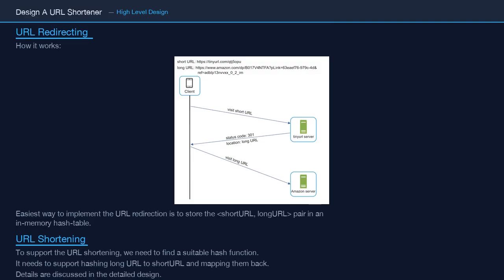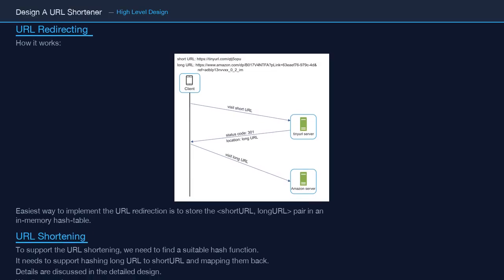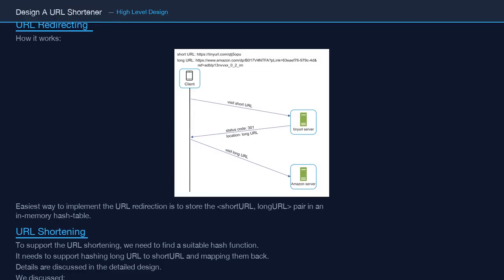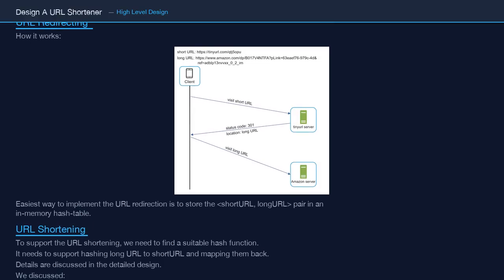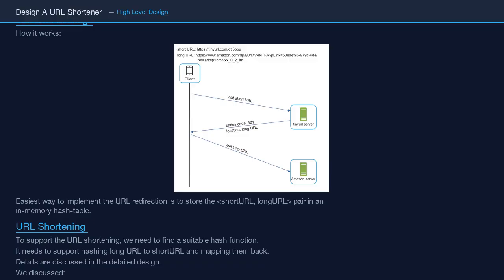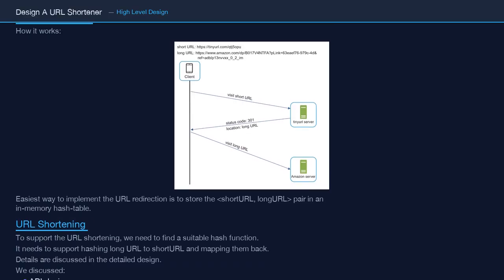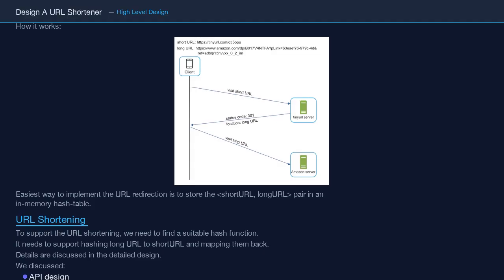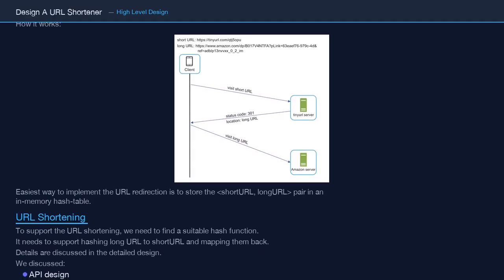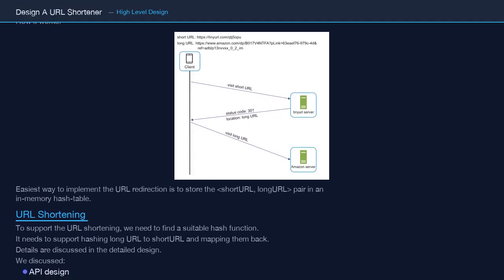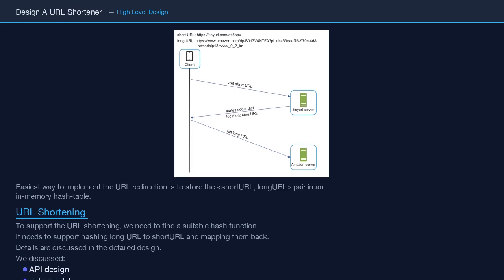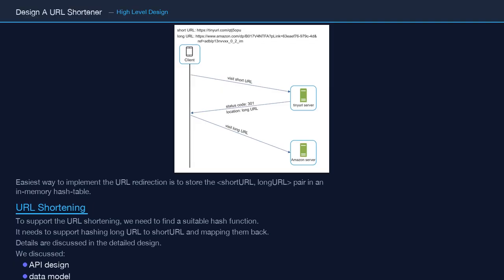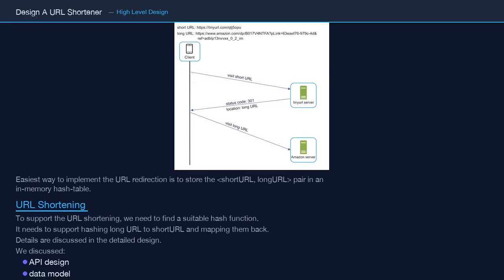Now let's walk through the high-level design. Starting with URL redirecting. Let's look at how the flow actually works. As you can see in the diagram, when a user submits a short URL, the request hits the server, which looks up the corresponding long URL and redirects the user to it. The simplest and most effective way to implement this is to store the short URL and long URL as a key-value pair in an in-memory hash table. This is fast because hash table lookups happen in constant time, making redirects nearly instant for the end user.